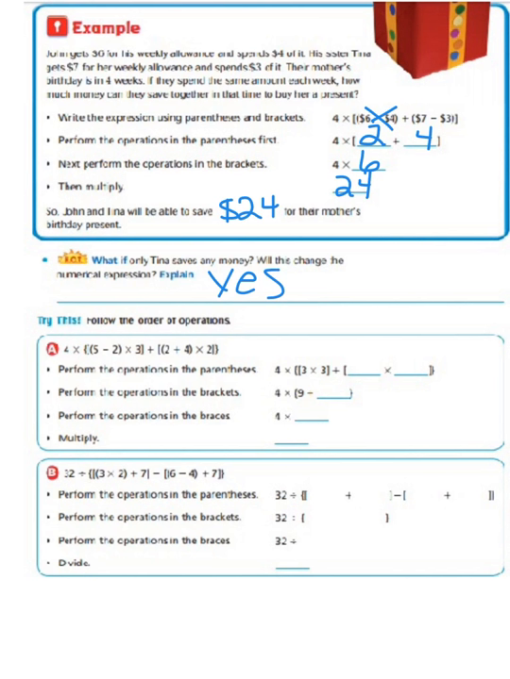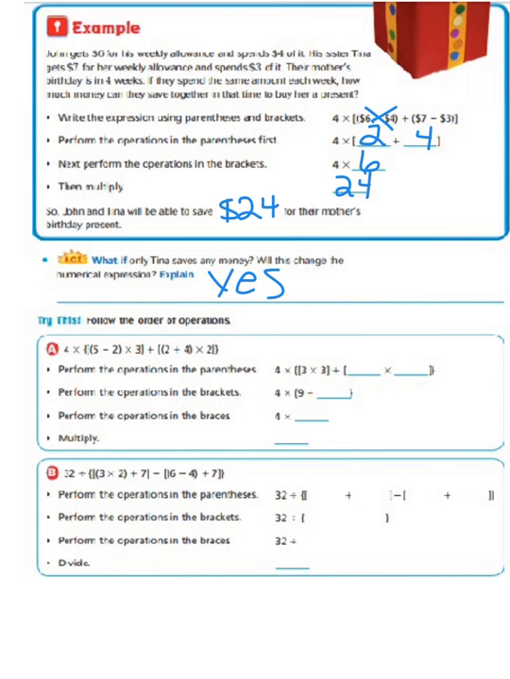Now, we're going to try something else. It says to follow the order of operations. So, let's go with what we have here. We have 4 times, braces, brackets, and parentheses, 5 minus 2 times 3 plus 2 times 4 times 2. Now remember what it says. We have to start with the innermost first and work our way out. So we're going to perform the operations in the parentheses.